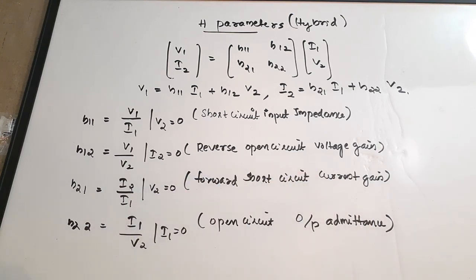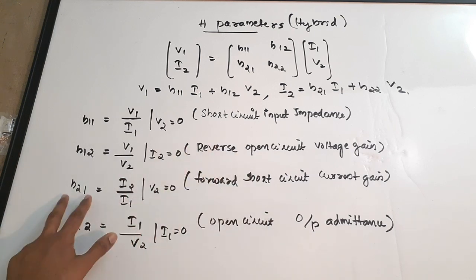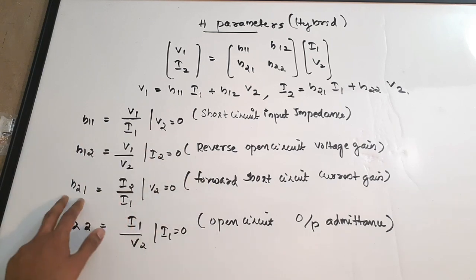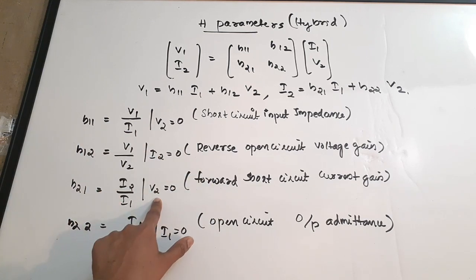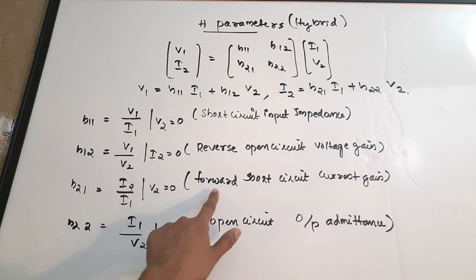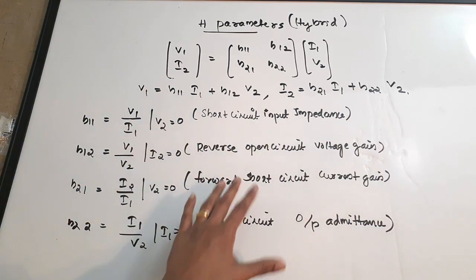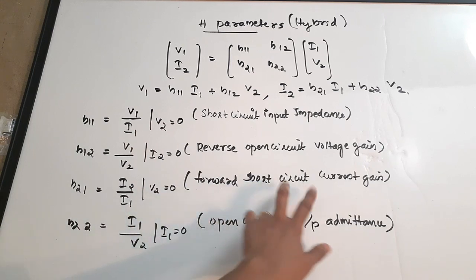If it were I1 by I2, then we would have called it reverse current gain, right? But here it is H21. I am telling you how the name is coming. H21 is I2 by I1, where V2 is equal to 0, and this is the forward short circuit current gain. You don't have to think much. You just have to study that this is this. H21 is called forward short circuit current gain.